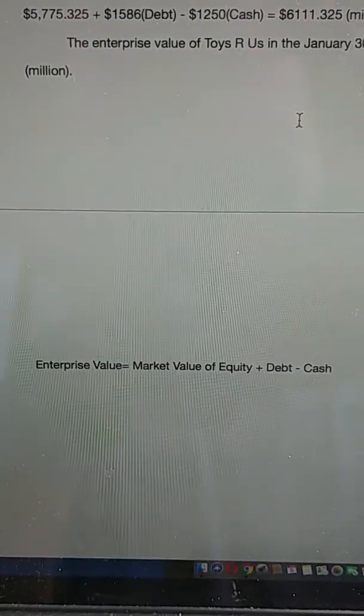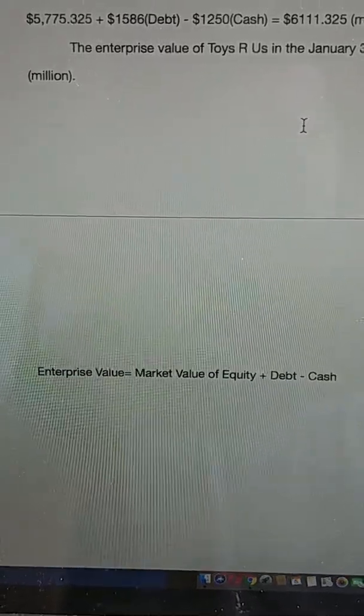It's on chapter 10, and I'm going to find the enterprise value for Toys R Us. The enterprise value, in simple terms, is what the company is valued at if someone wanted to buy the company. It's a simple formula. Enterprise value equals market value of equity plus debt minus cash. What is market value of equity, and where can I find that?